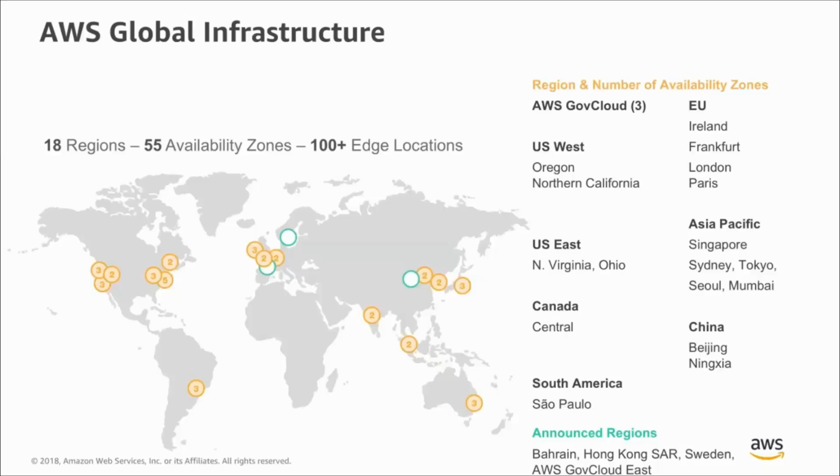That means it has separate power powering the data center. It's placed on a separate floodplain. And so if you build your application across multiple availability zones, which you'll see in a lot of these reference architectures that I'll go over, you can withstand an availability zone failing. So you can build a highly available architecture of your application by leveraging our global infrastructure and how we construct our regions.